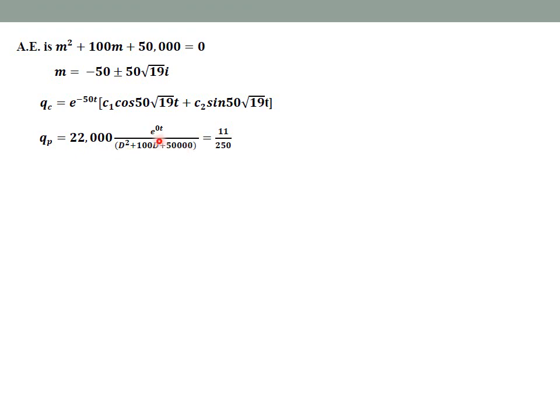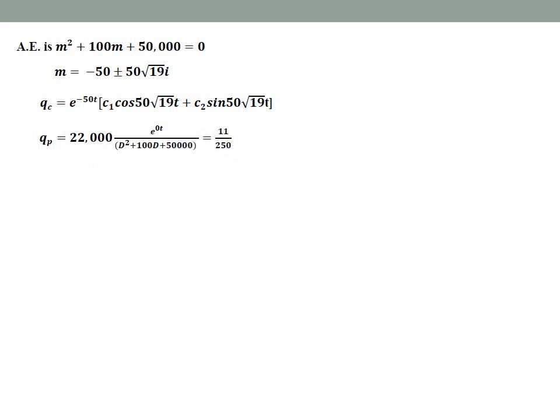So if it is e power ax, that is which type? Type 1. So in type 1 what you will do? If it is type 1, we have to replace d by a. What is the value of a in this case? It is 0. So wherever d is there, if I replace 0, this first term will become 0, second term will become 0, only third term will remain. So if we simplify that, we will get 11 by 250. So this is the value of QP.